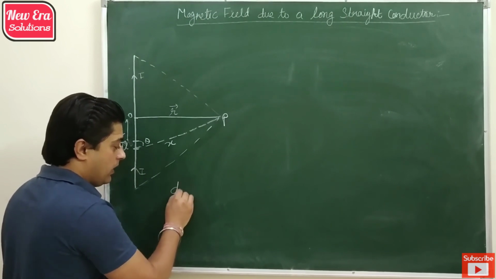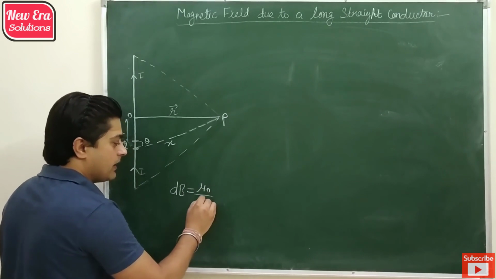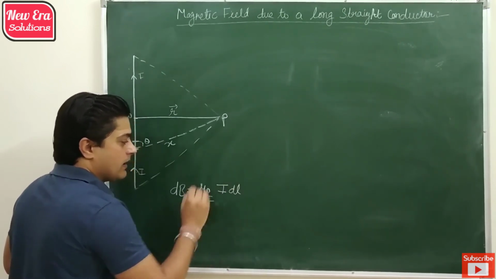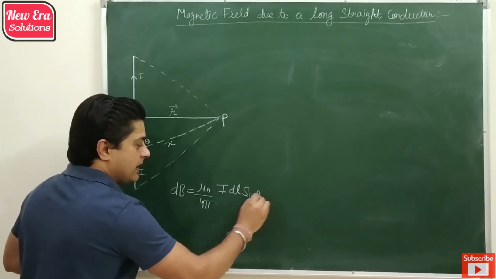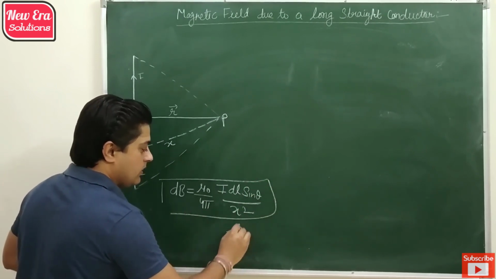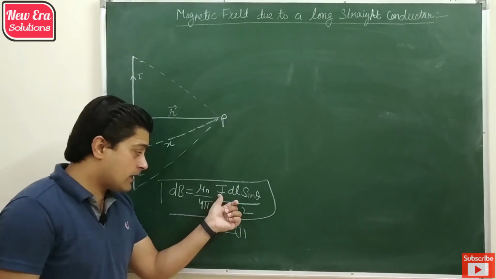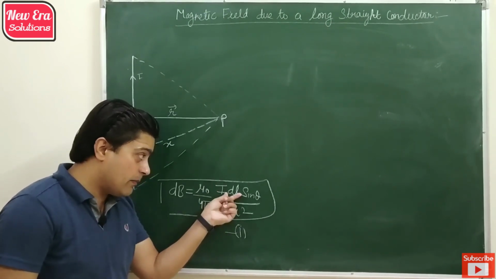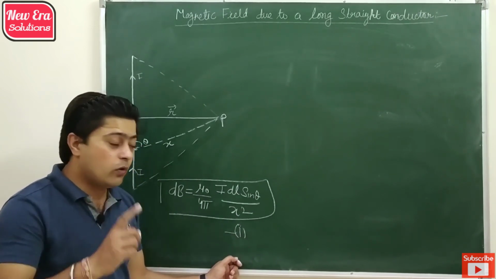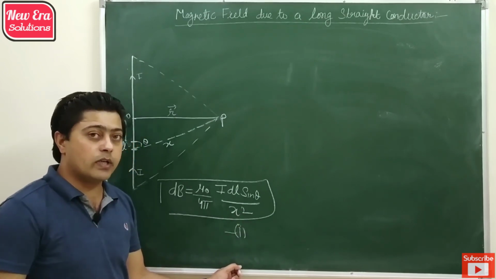Then according to Biot-Savart's law, the small magnetic field due to this current element is mu naught by 4 pi I dl sin theta by x square, and this is equation 1. Now in this equation only the current is known to us, but the element, angle and position are assumed by us. So we have to replace these three terms with known quantities.